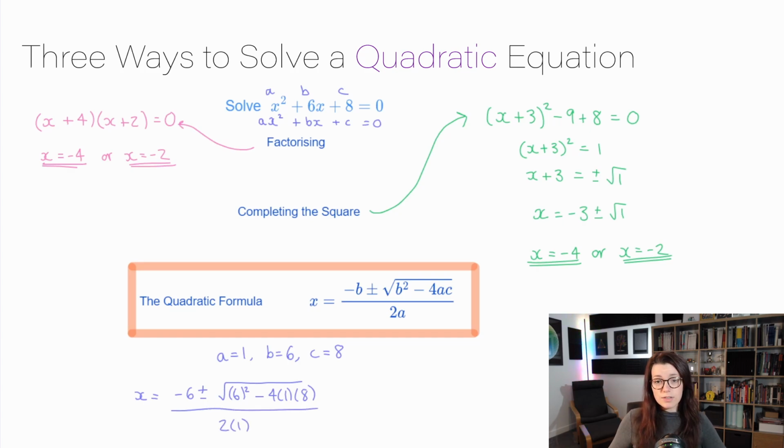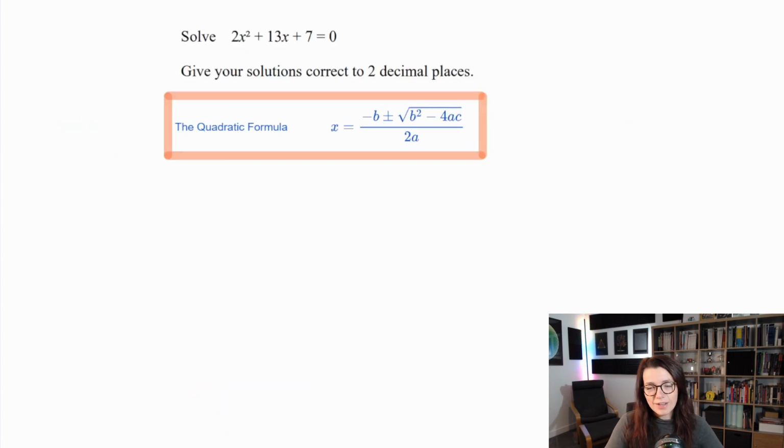Now it's just a case of typing that whole thing into your calculator. And the first time you type it, you want to use plus. And when you do that, you'll get -2 coming out. You can then go back and change that plus to a minus in the calculator. And when you do that, -4 will come out. So once again, we're getting the same two answers for the same quadratic equation. Let's look at another example.